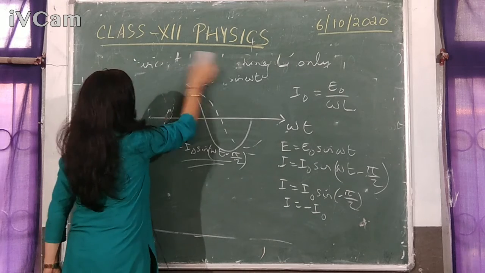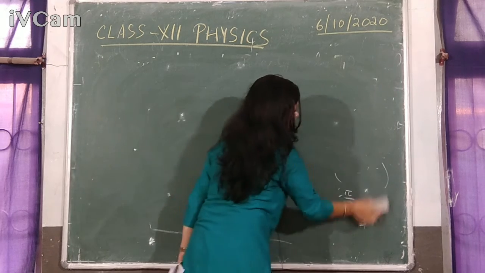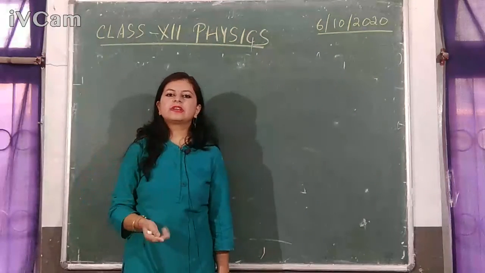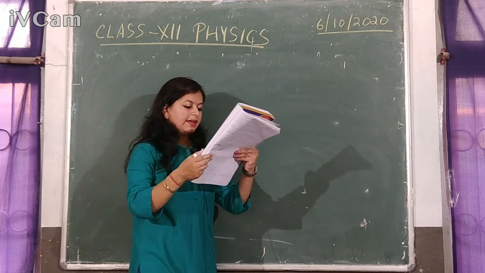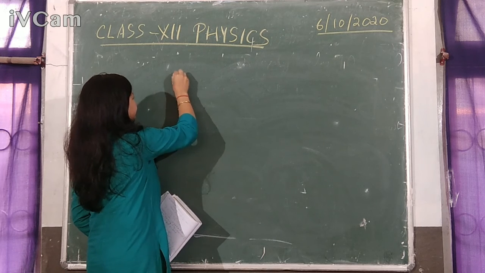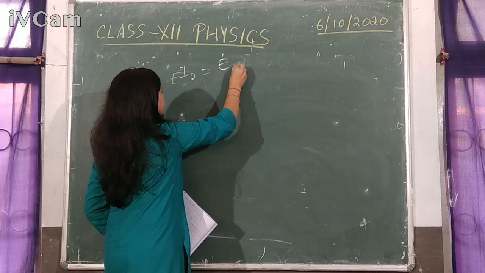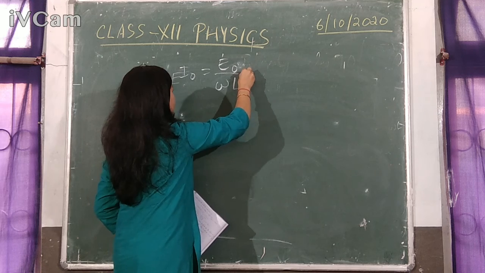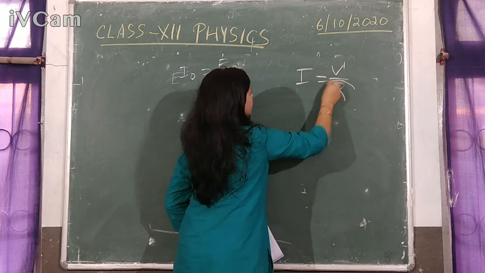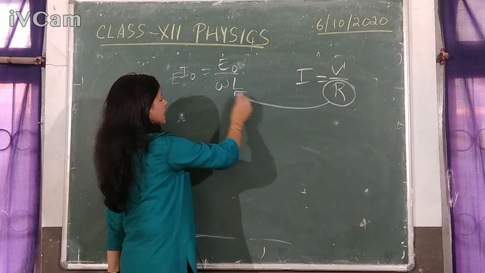Now, there is a term called inductive reactance, similar to resistance. What does a resistance do to a circuit? It limits the flow of current. Similarly, since this is not a resistance, we don't call it resistance, we call it reactance. Comparing it with the equation I naught is equal to E naught by omega L, and comparing with I is equal to V by R from Ohm's law, which term is coming in place of R? V is replaced by E naught, and R is replaced by omega L.